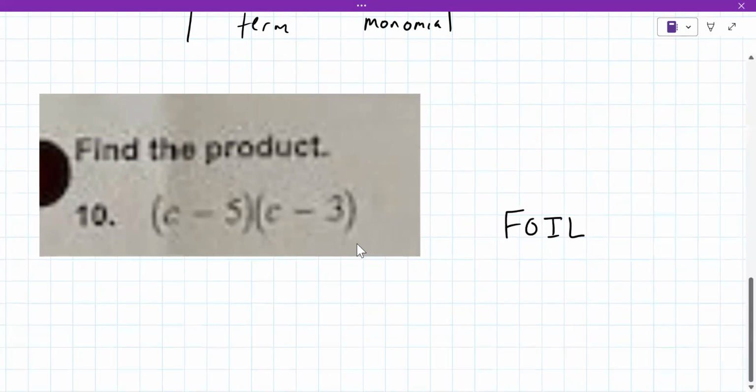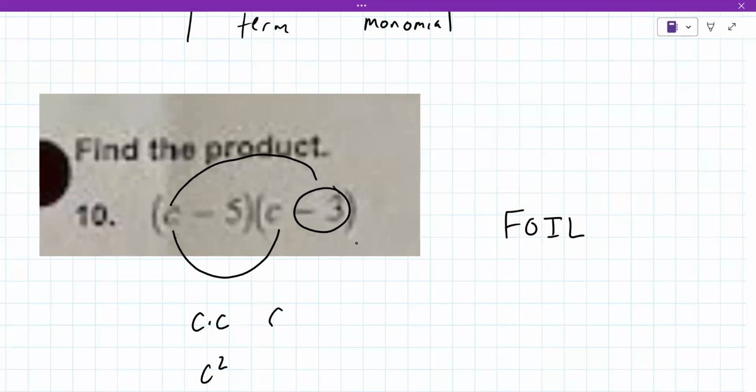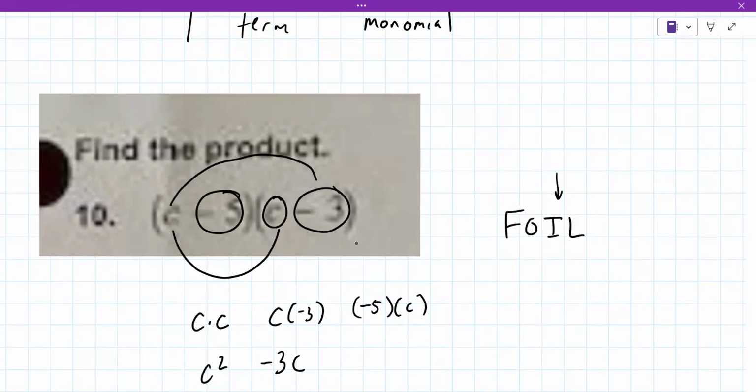So FOIL means to take the first, multiply it by the first. C times C. Do you remember what that becomes? C squared. And then O stands for outside, C times minus 3. That becomes minus 3C. I stands for the inner, so it's minus 5 times C, which becomes minus 5C. And then L stands for the last. It's minus 5 times minus 3, which is 15.